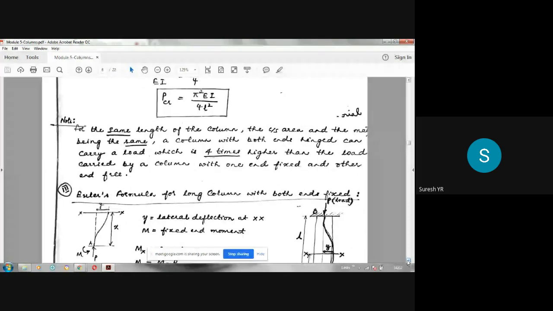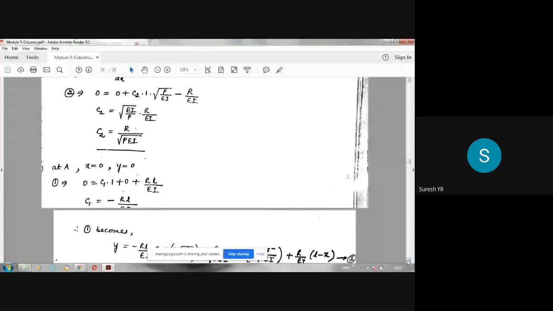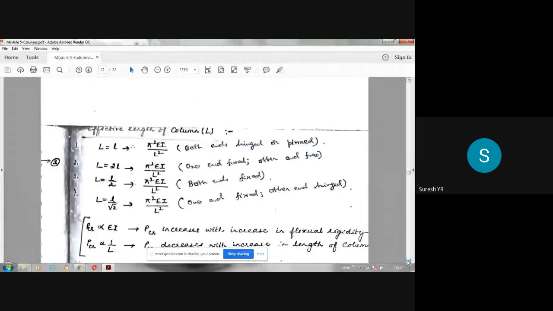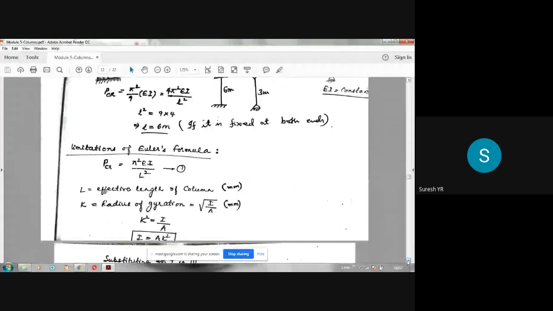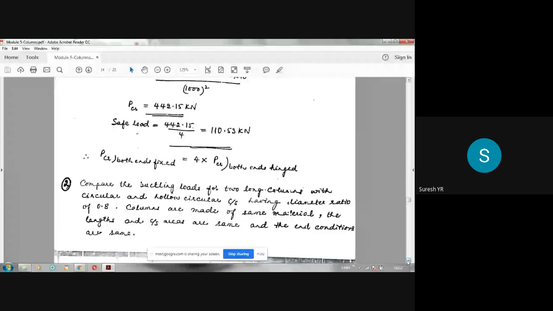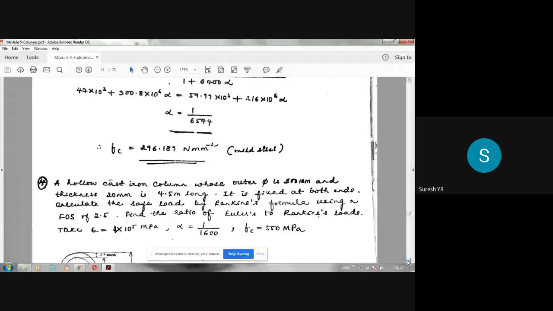Then we have to go to problems, some problems on that. Then you have one more formula called Rankine's formula. So Euler's formula and Rankine's formula are the 2 important formulas which we are going to use in the column chapter. So problems and Rankine's formula, these things you have to study in columns.